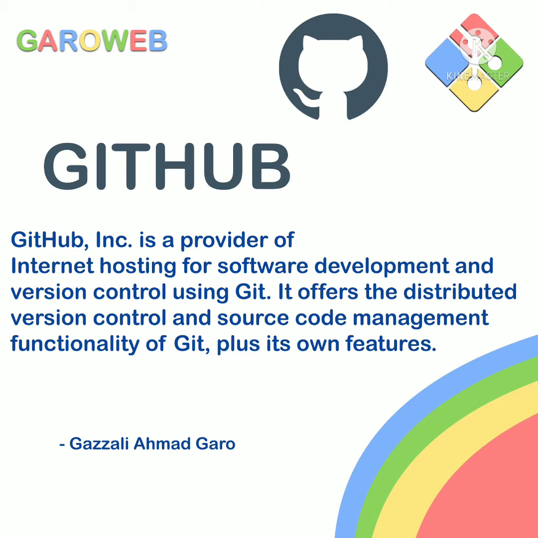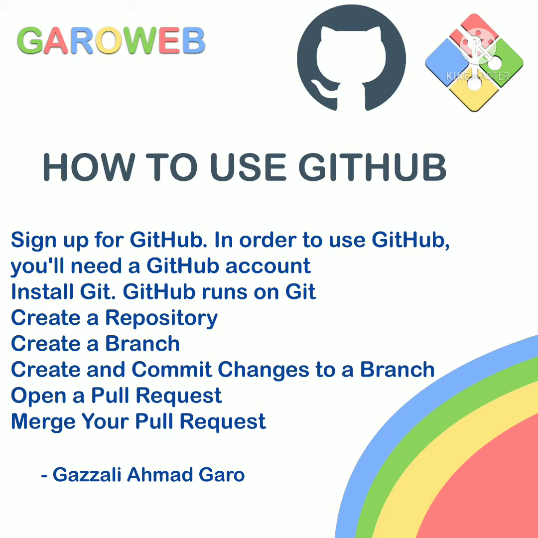GitHub is a provider of internet hosting for software development and version control using Git. It offers the distributed version control and source code management functionality of Git. How to use GitHub? Sign up for GitHub. In order to use GitHub, you need a GitHub account. Install Git, run Git, create a repository, branches, commit, open your pull, and merge your pull requests.